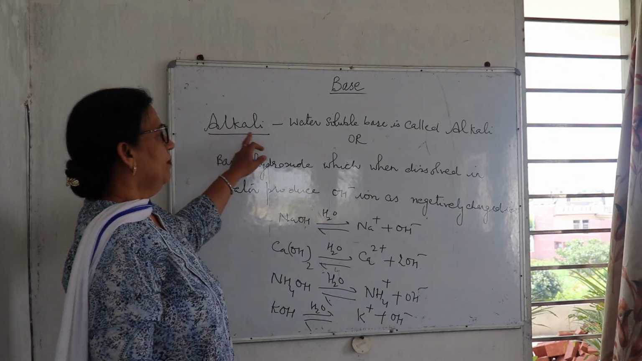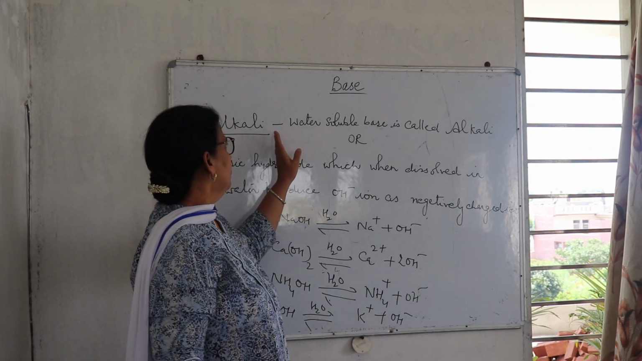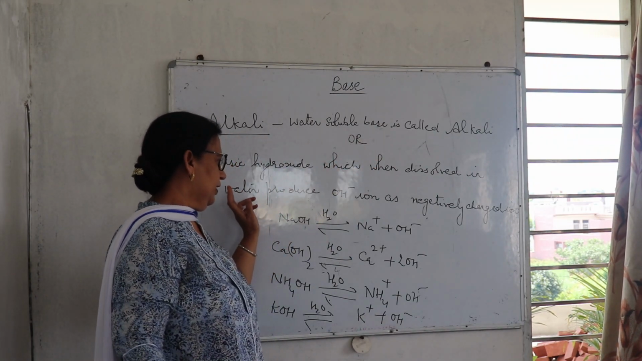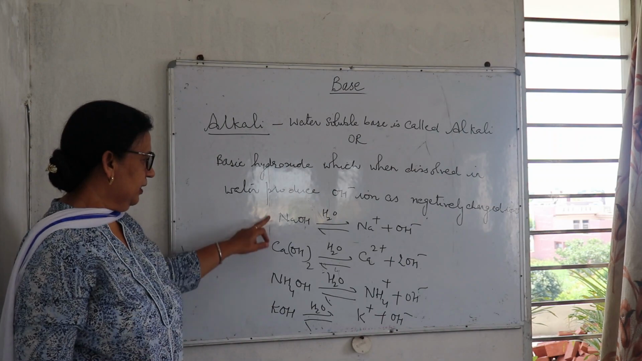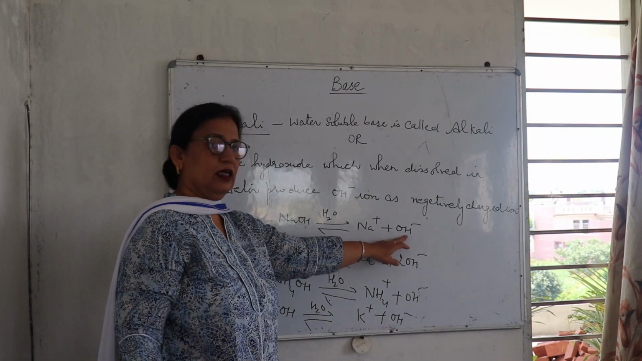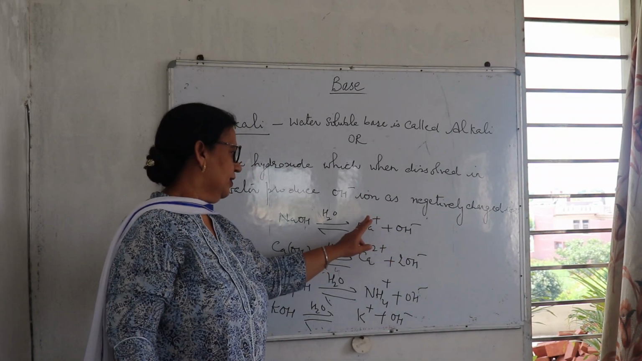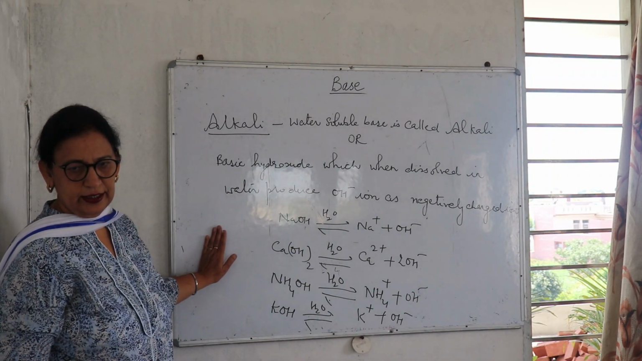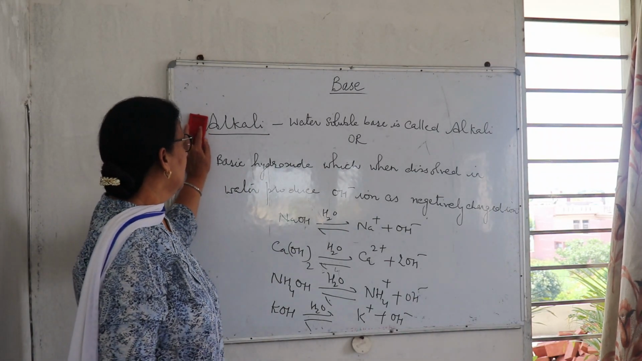So water soluble base: all the bases are not soluble in water, but the base which is soluble in water is called alkali. So all these are alkalis. Why are these alkalis? Because when they are dissolved in water, they give hydroxyl ion and they get dissolved into water. Water soluble base, that is called alkali.